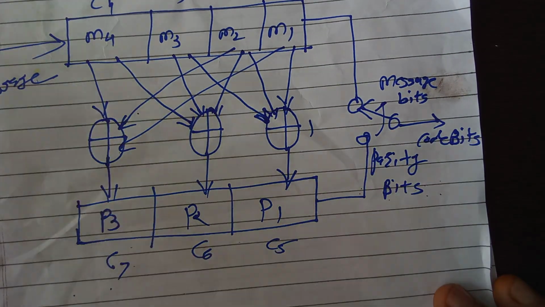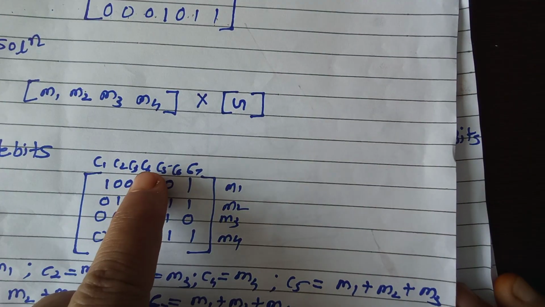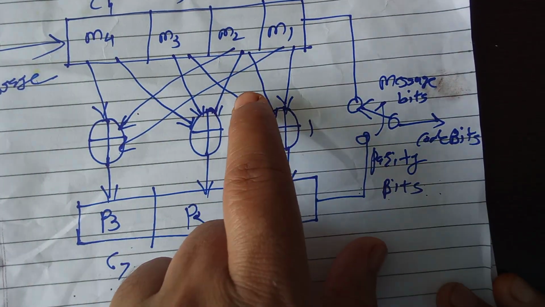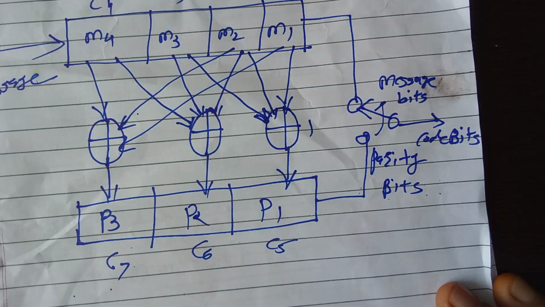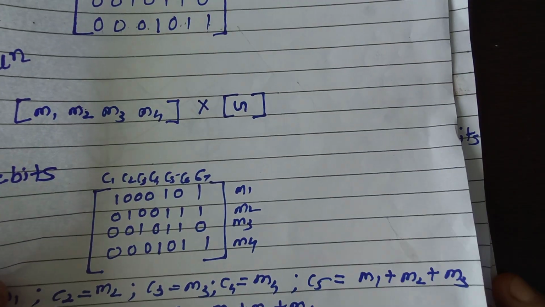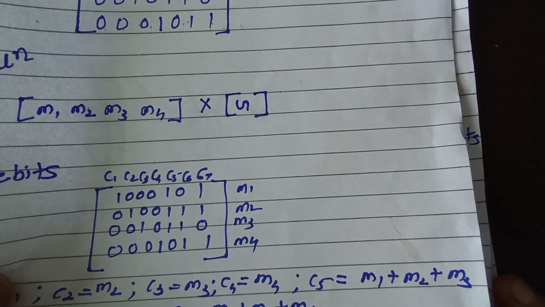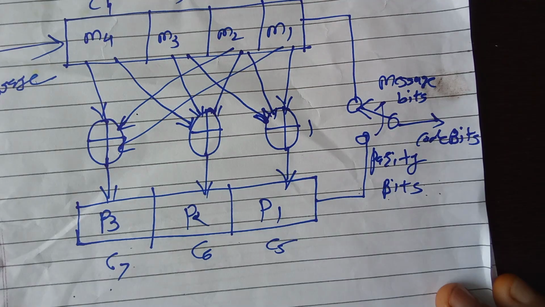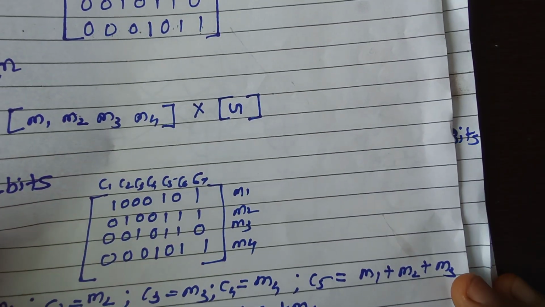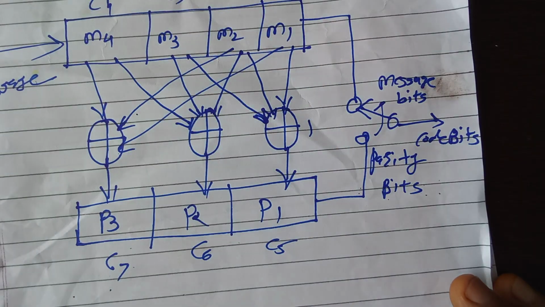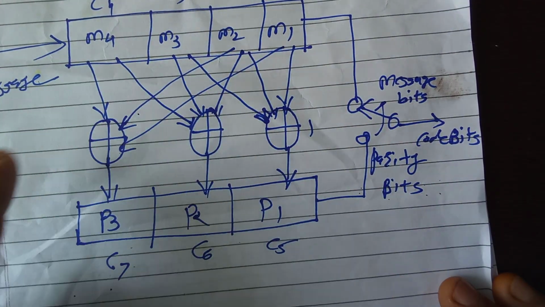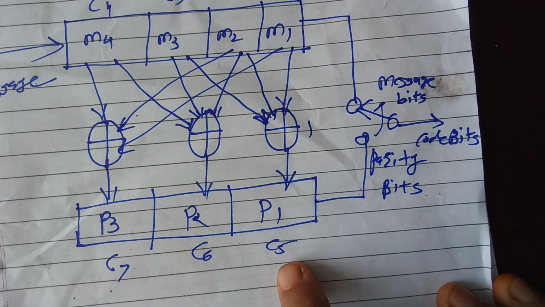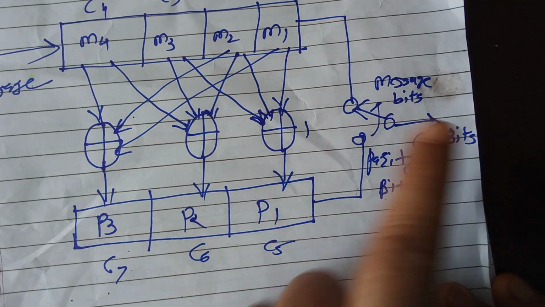Now what is the equation for C5? The C5 equation is M1, M2, M3 XOR. So you take M1 XOR M2 XOR M3. That is P1, the parity bit. C6 is M2 plus M3 plus M4. What is C7? C7 is M1 plus M2 plus M4. So when this switch is at this pole, you will get C5, then C6, then C7.